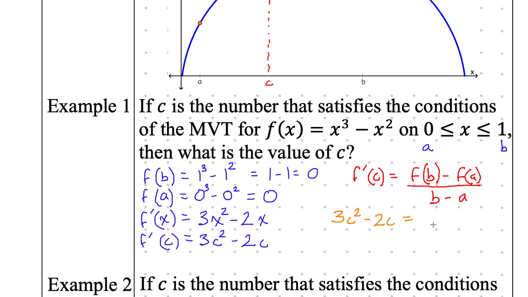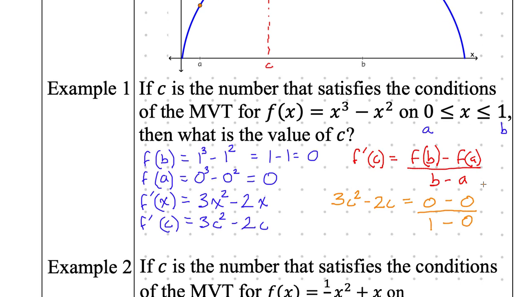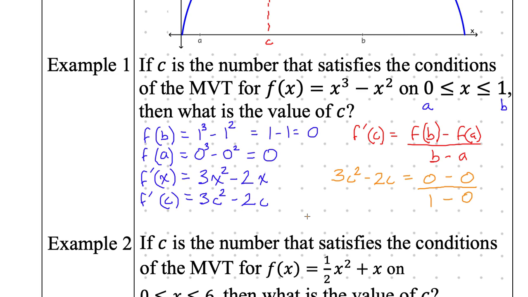f of b is 0. f of a is 0. b is 1, a is 0. So essentially we have this equation, and I ran out of room, so I'm going to come back down here. 3c squared minus 2c is equal to 0, or 0 over 1, which is still 0.